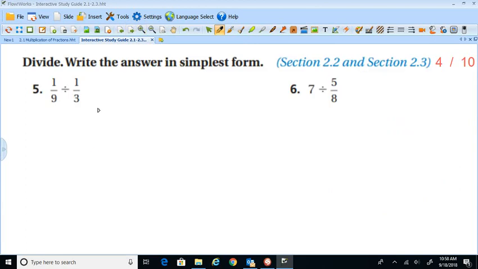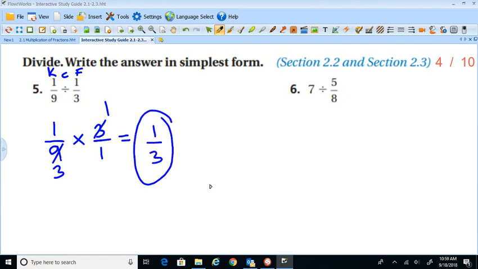Number 5, now we're dividing. And as we learned in class, we are going to always keep, change, flip, multiply by the reciprocal. So I'm going to rewrite this problem as 1/9 times the reciprocal, which is 3 over 1. Now I'm back to a multiplication problem. I can cross simplify. At this point, that's a 1, that's a 3. Final answer becomes 1/3.